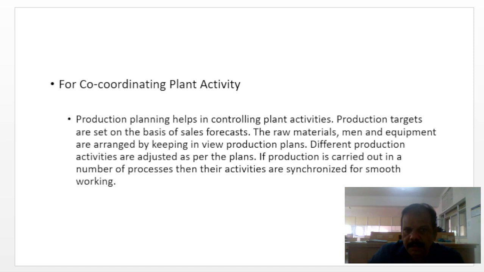Production targets are set on the basis of sales forecast. The raw materials, men and equipment are arranged by keeping in view the production plans. Different production activities are adjusted as per the plans. If production is carried out in a number of processes, then their activities are synchronized for smooth working.